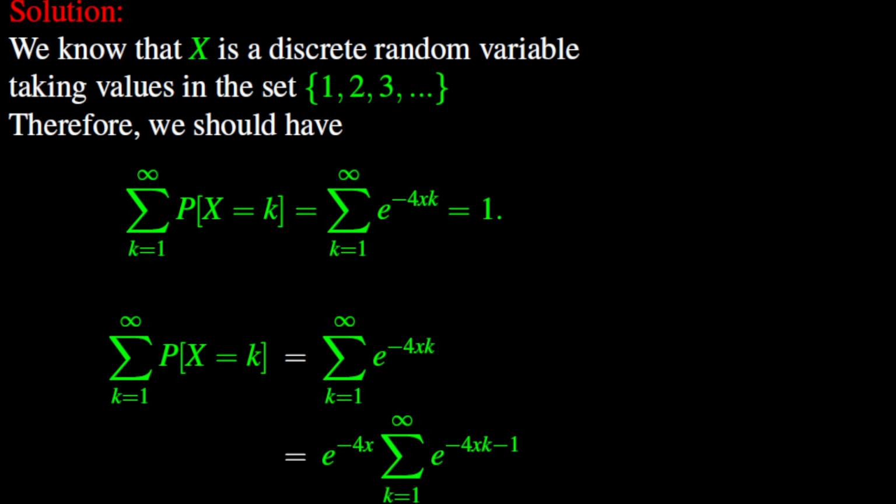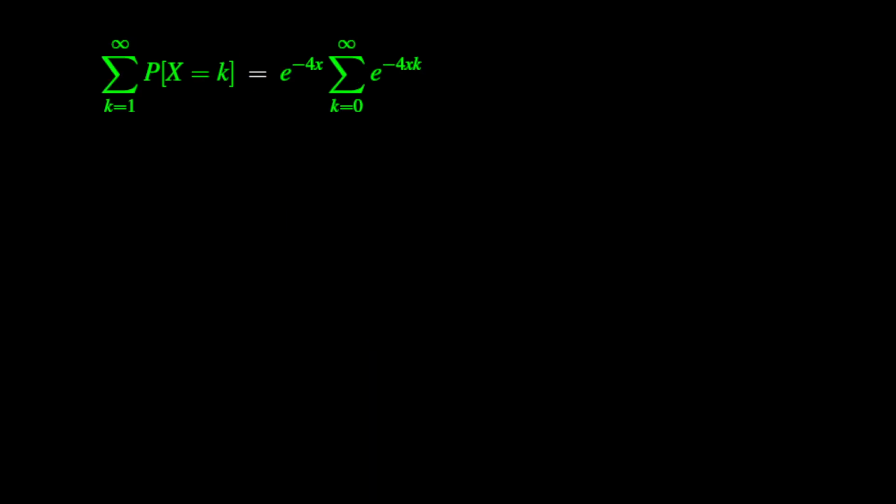It is clear that we factor exp(-4x) out and we see that the sum of probabilities is equal to exp(-4x) times the summation of exp(-4x(k-1)), for k going from 1 to infinity. We rearrange the indexes and see that the sum of all probabilities is now equal to exp(-4x) times the summation of exp(-4xk) for k going from 0 to infinity.